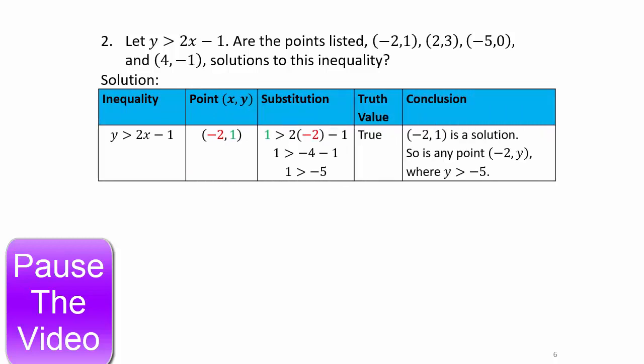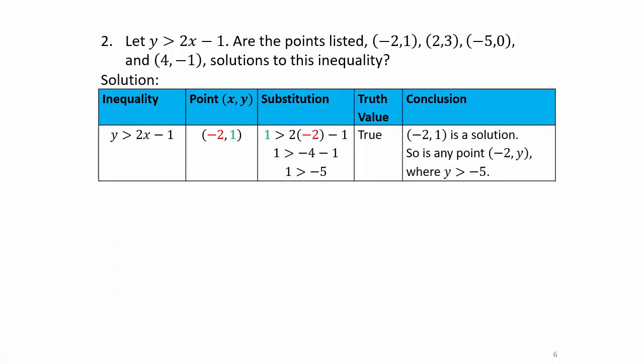All right, so here we have (-2, 1). We end up with 1 greater than -5, which is a true statement. So (-2, 1) is a solution to that inequality. And so would any point (-2, y) where y is greater than -5. All those points would be solutions to this inequality.